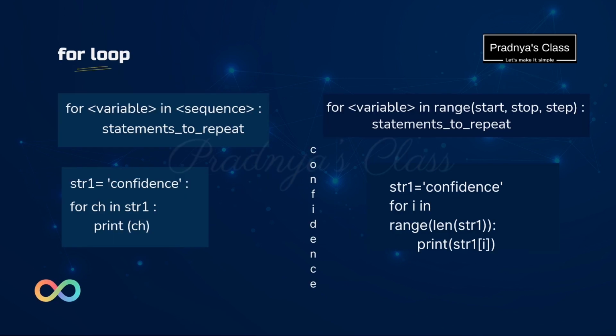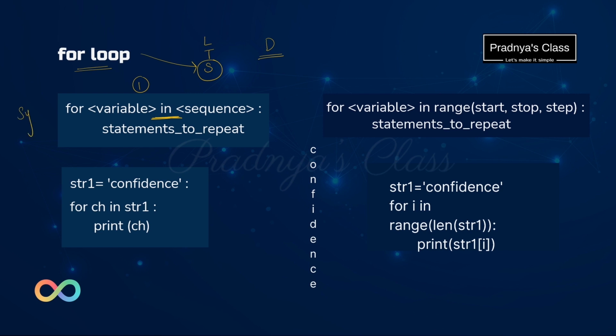Let's try to understand how the for loop works on a sequence. It works in a similar way with a list, tuple and string. So let me show you on a string. Here is the first way of the for loop in which we are using the in operator.